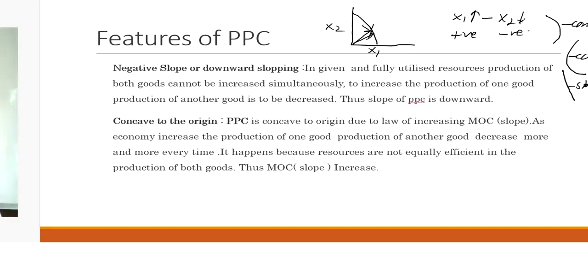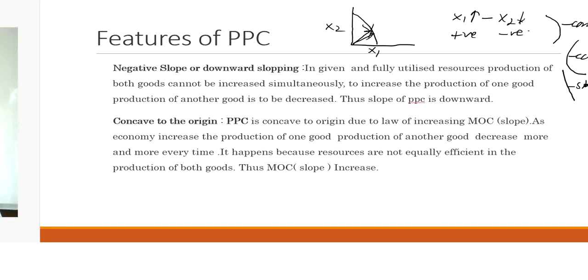It is concave to the origin due to the law of increasing marginal opportunity cost. MOC is the slope. Simply, you can say that it is due to increasing slope. I will tell you in a later phase of this discussion what slope is and what MOC is. Just understand that due to increasing MOC, you get a curve which is concave in shape.